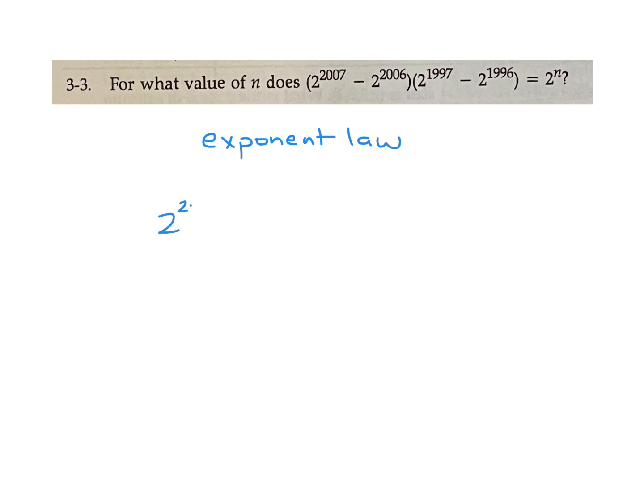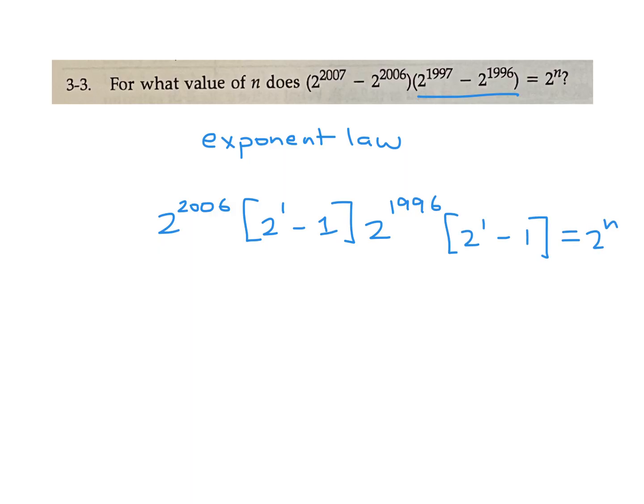of 2006. So that gives me 2 to the power of 1 minus 1. And then for the next, from this guy, I'm going to factor out a 2 to the power of 1996. And that's going to be 2 to the power of 1 minus 1. And that's 2 to the power of n. Got it? And then at this point, it's very straightforward.